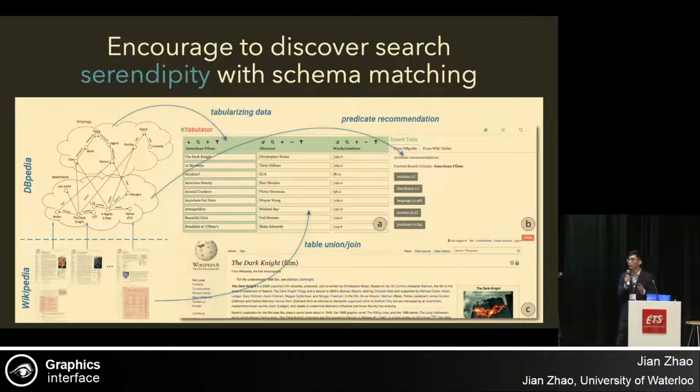It encourages the user to discover more data, maybe something not related to what they were looking for, but this serendipity allows them to explore the table and discover more insights that can be used in the future.